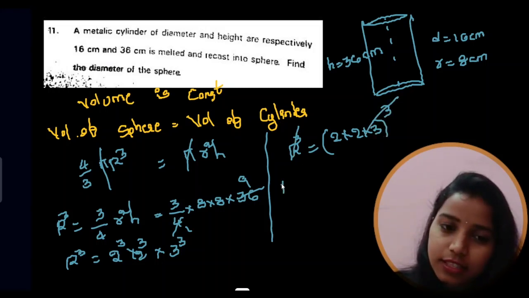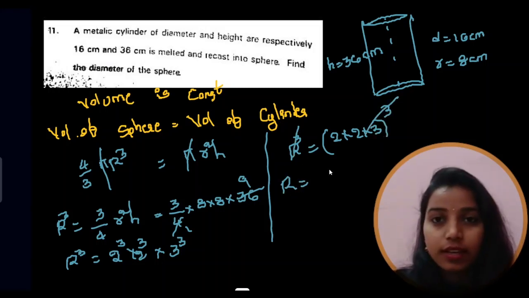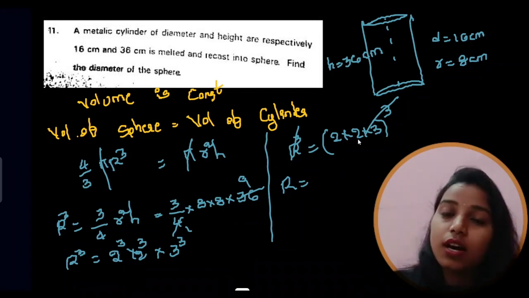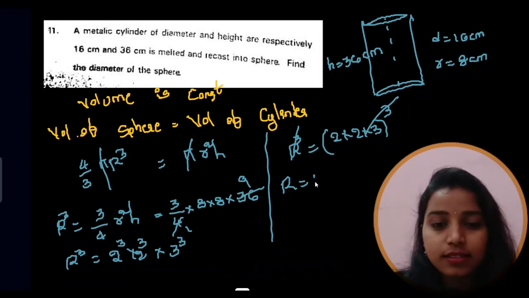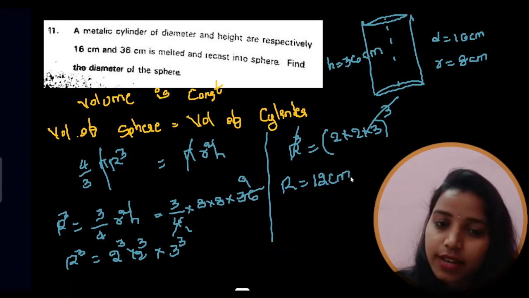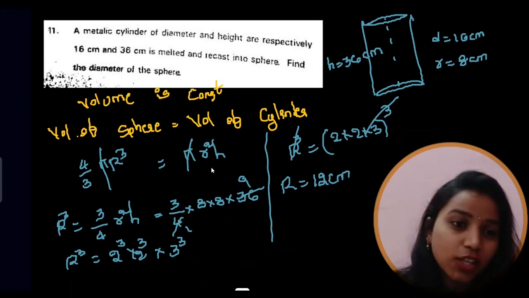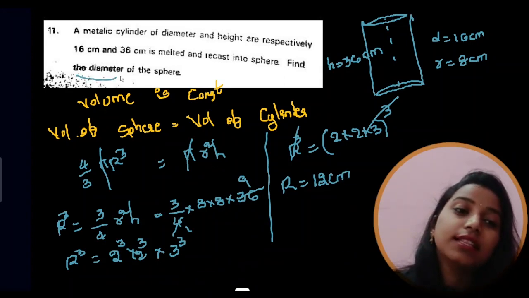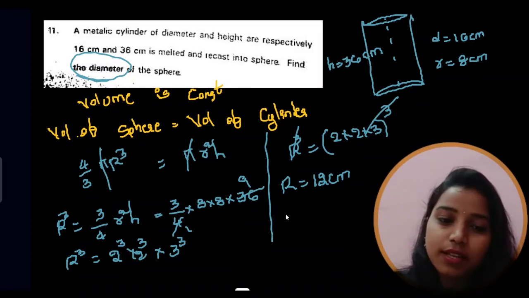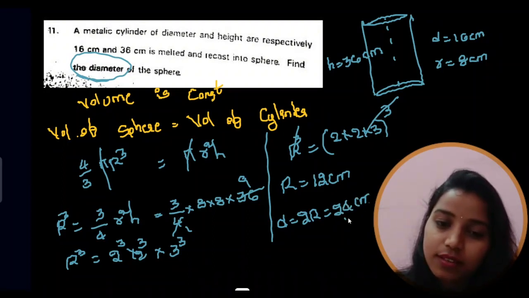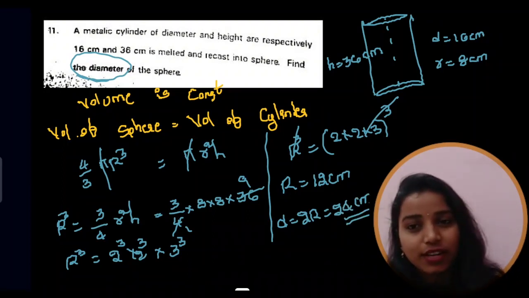So the cubes get cancelled, then we are left with the radius, that is 2 twos are 4, 4 into 3, it is 12 centimeter, right? But this is not the answer. Check the question again. They have asked for the diameter, right? Then what is the diameter here? Diameter is equal to 2 into r, that is nothing but 24 centimeter. This is the answer. Got it?